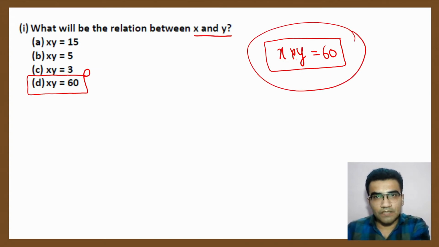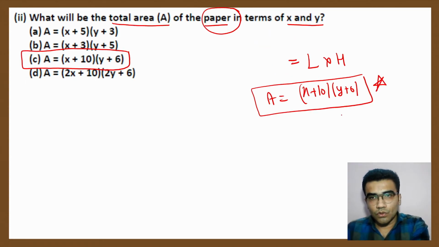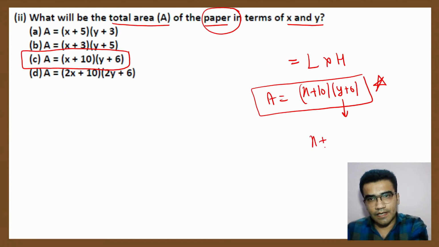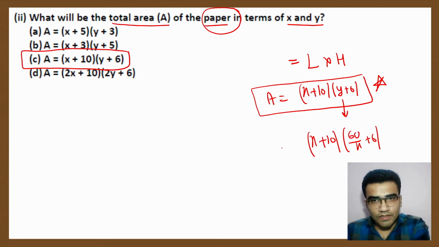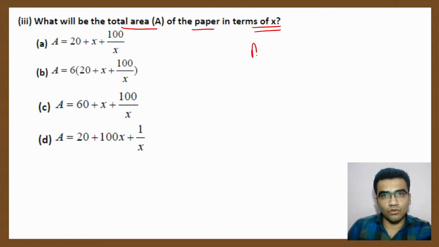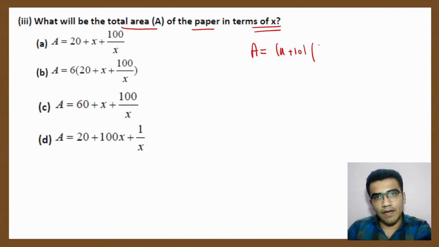So from this equation we can write y is equal to 60 divided by x. Replace this y with 60 by x, so we can write (x plus 10) multiplied by (60 divided by x plus 6). This will be the area of the complete paper in terms of x. So we write this equation on this page: area A is equal to (x plus 10) multiplied by (60 divided by x plus 6).